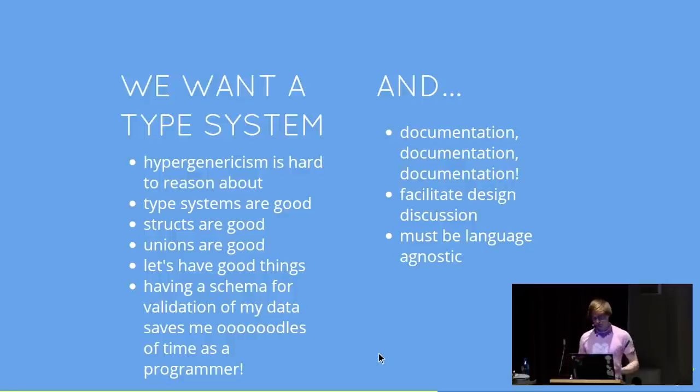Type systems are good. Structs are good. Classes, same thing, different language. Unions, sometimes known as sum types, they're good. Let's have good things, and let's have some sort of a schema system that does validation and just saves me time as a programmer. And especially, remember our motivations way in the beginning. We want IPLD to make it easier to develop things, and easier to develop decentralized things, and easier to do this collaboratively with decentralized collaboration.